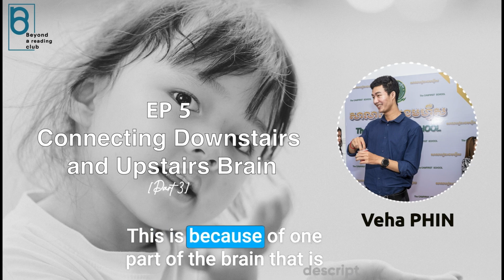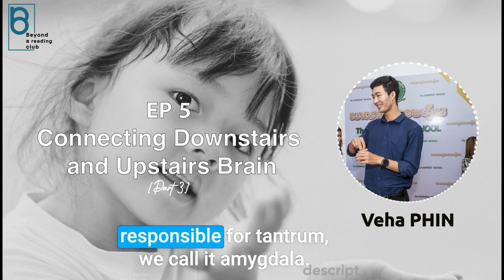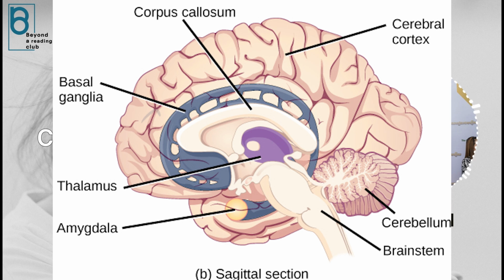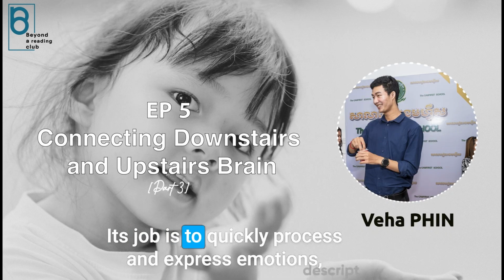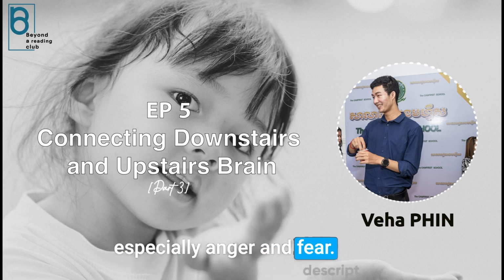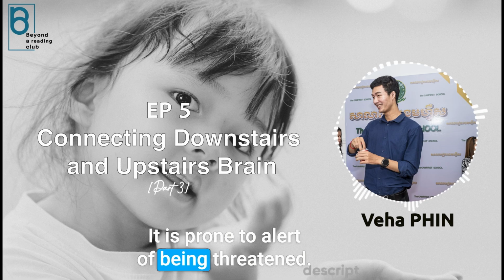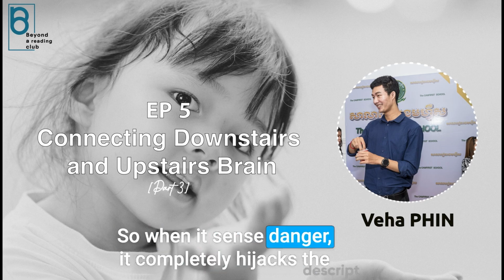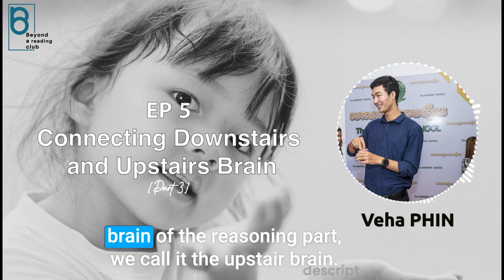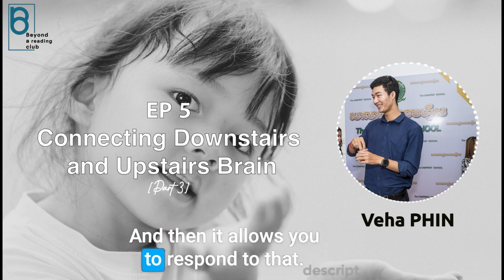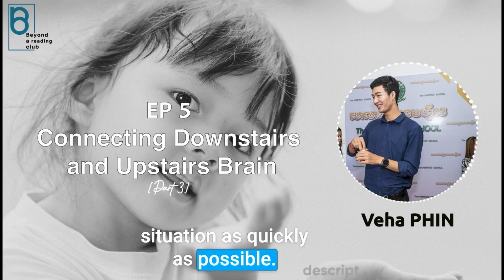This is because of one part of the brain that is responsible for tantrums. We call it the amygdala. The amygdala is a part of your limbic brain, the downstairs brain. Its job is to quickly process and express emotions, especially anger and fear. It is prone to alert of being threatened. So when it senses danger, it completely hijacks the reasoning part, the upstairs brain, and then it allows you to respond to that situation as quickly as possible.